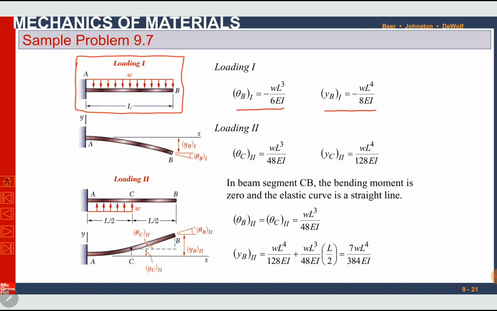For loading 2, it is a little bit tricky. For loading 2, we have a uniformly distributed load on half of the length only. So I will draw half of the beam here. Portion AC is under a uniformly distributed load W, which is upward in this case, length L by 2. This is our point C. This is point A. So first we have to find theta C and yC under loading 2. This is loading 2.